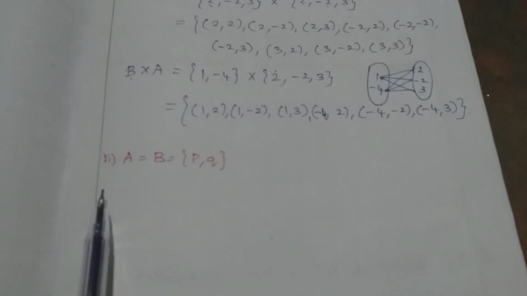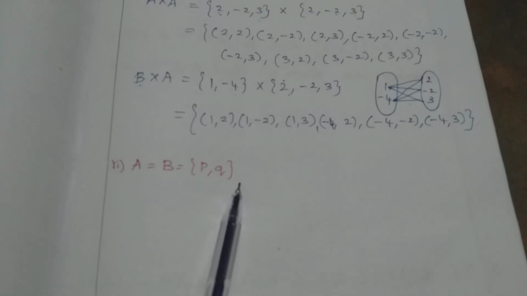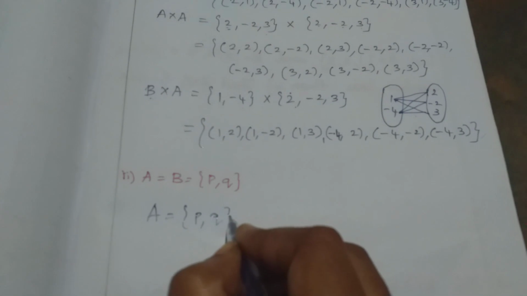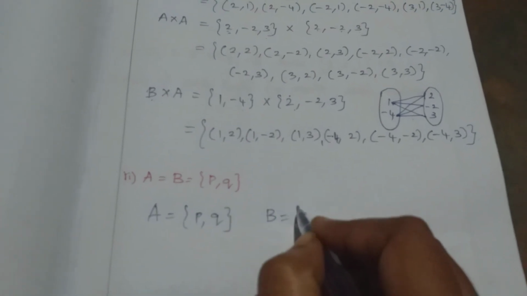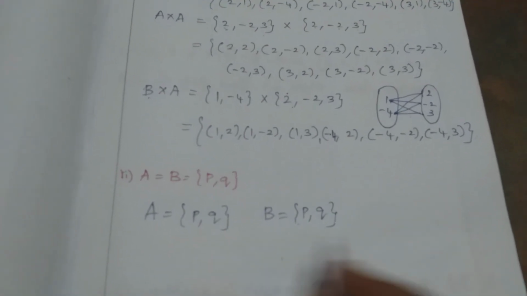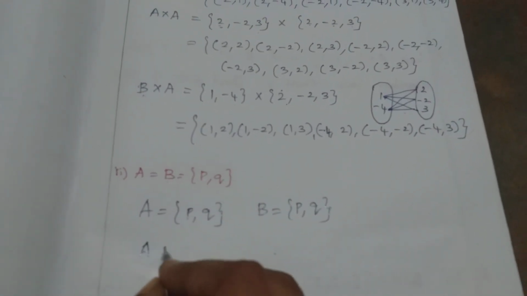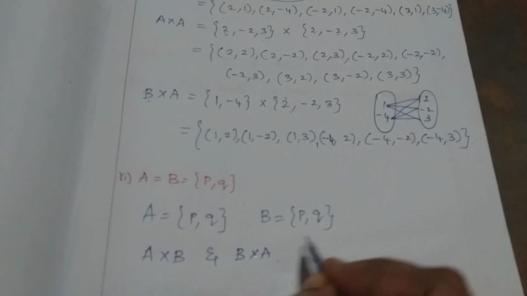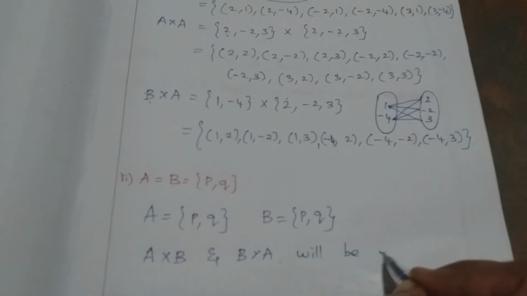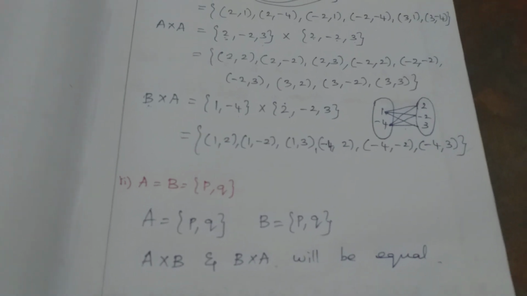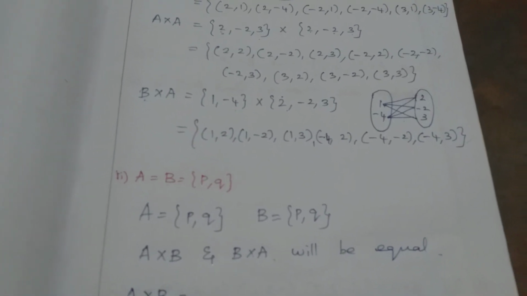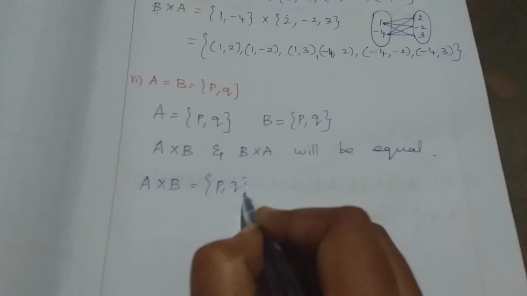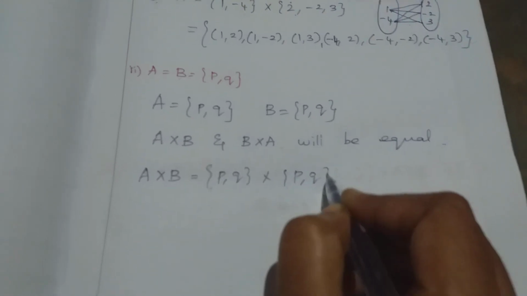The next one, A equal to B equal to {p, q}. Here A set also p, q and B set also p, q. Both the sets have the same elements. So A cross B and B cross A will be equal here. So first you have to find A cross B. So A set {p, q} cross B set {p, q}.